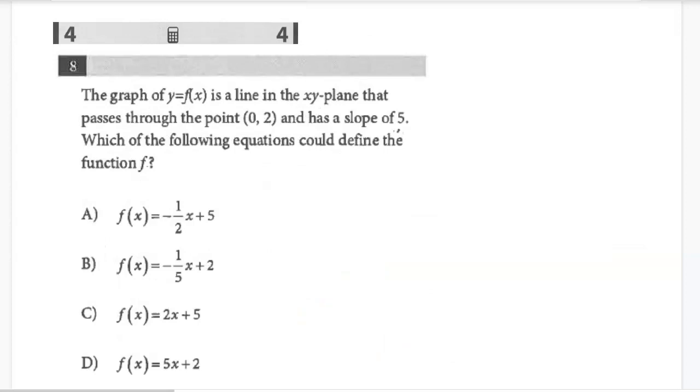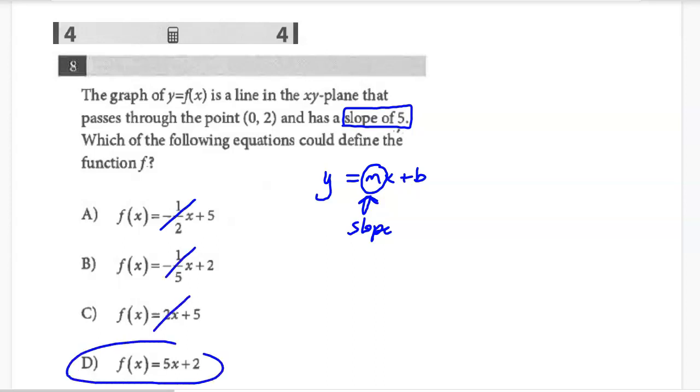All right, number 8. The graph of f of x is a line in the xy plane that passes through the point 0, 2 and has a slope of 5. Which of the equations could define this function? Basically, they give me everything I need. A slope of 5. Remember, y equals mx plus b. This m represents the slope, so I need a 5 there. And that wipes out everybody except for this one.